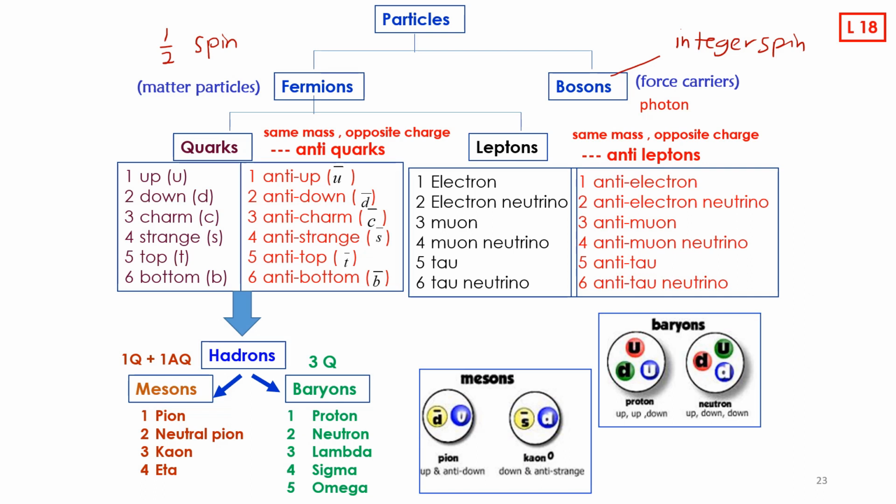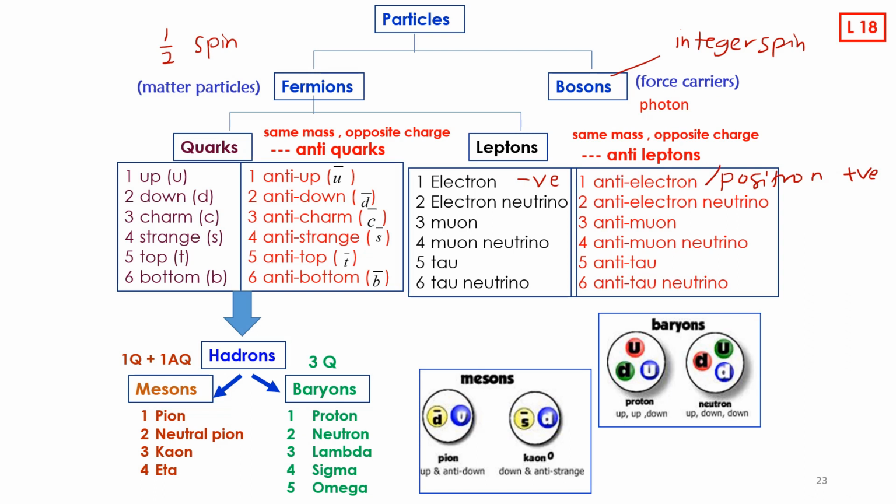We have 6 quarks: up, down, charm, strange, top and bottom. And for every particle, we have an antiparticle associated with it, and the antiparticle has identical properties except that it has opposite charge. For example, for the electron, the antiparticle is the anti-electron, or positron. So they are identical except for their charge. The electron is a negatively charged particle. The positron has the same mass, but it is a positively charged particle.